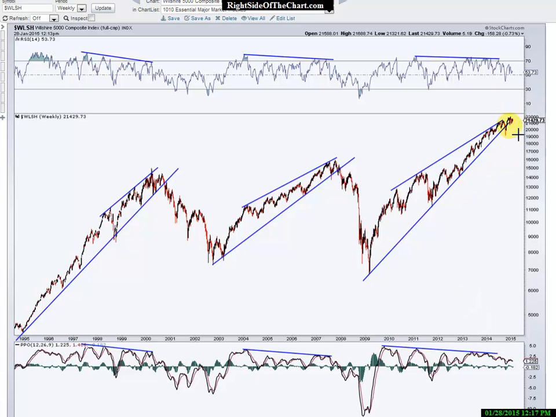I still expect at some point this year we'll see a sizable correction in equities, and we'll just have to look for, again, some more objective entries at this point. Have to be very selective in this market on the short side.